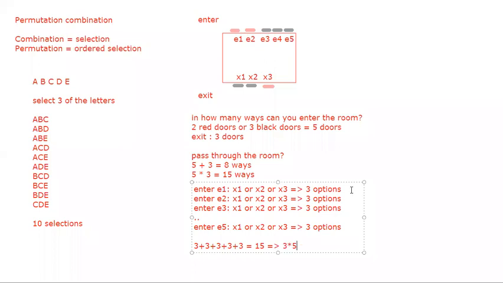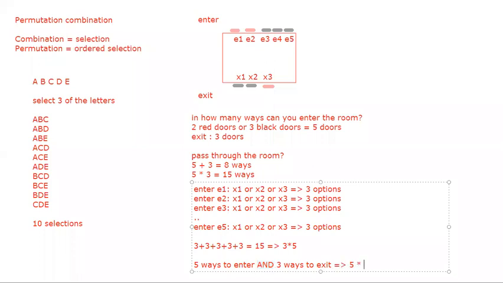So what am I reading it as? 5 ways to enter and 3 ways to exit. Remember a simple rule that if you say the word and, you just multiply. Okay, this is a very simple rule. Whenever you say and, you multiply. Whenever you say or, you add.